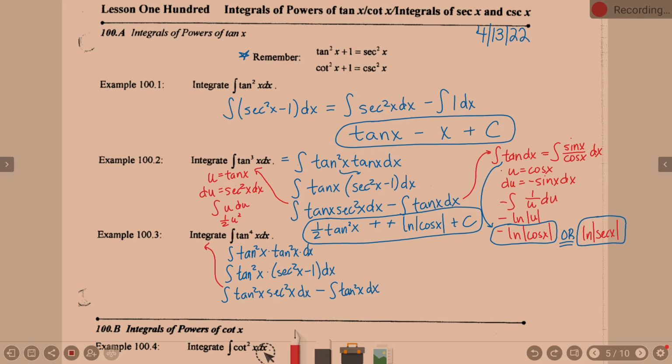So I'm going to again say u is tangent, and I'm making u tangent because I know the derivative of tangent is secant squared, and I see a secant squared there. I didn't make u tangent squared because the derivative of tangent squared would be 2 tangent x secant squared x, and then we've got a tangent that's unaccounted for. So if u is tangent, the derivative of u is secant squared x dx, right?